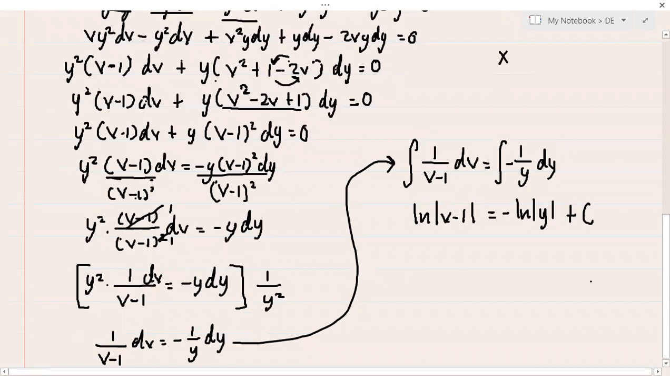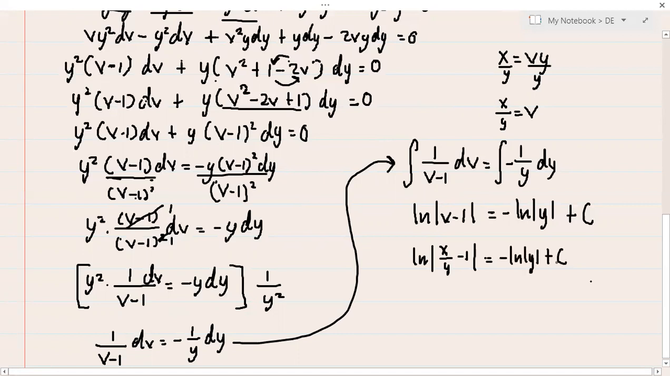So if x is equal to v times y, then ang gawin ko rito is mag-divide ako both sides by y. Hence, I will have x all over y is equal to v. At yan ang isa-substitute ko dito sa v. Diyan. So, I will have ln of x all over y minus 1 is equal to negative ln of y plus c. O, diba? Now, we can simplify.